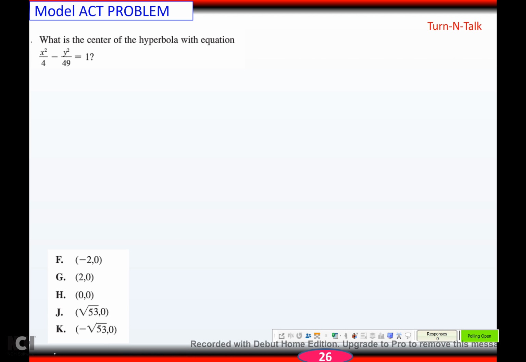And what is the center of the hyperbola with this equation? Again, easiest question ever. If there's no parentheses, your center is at 0, 0.